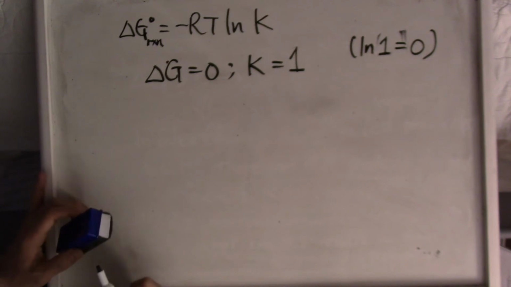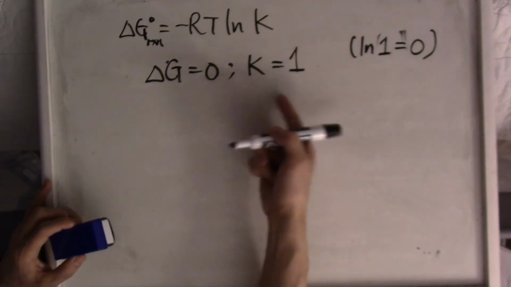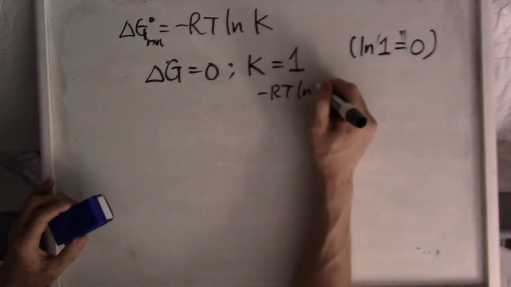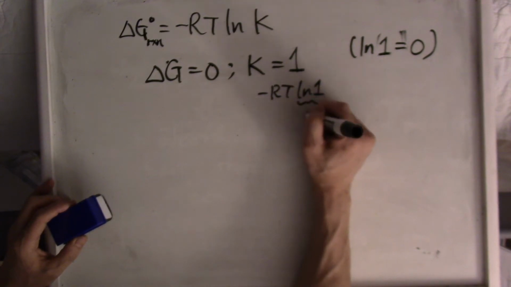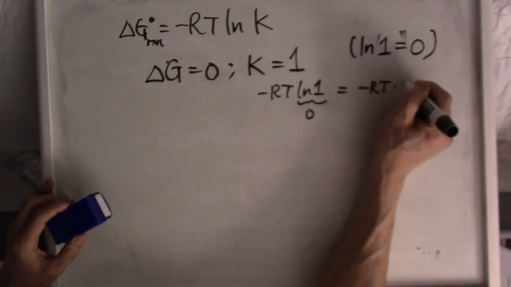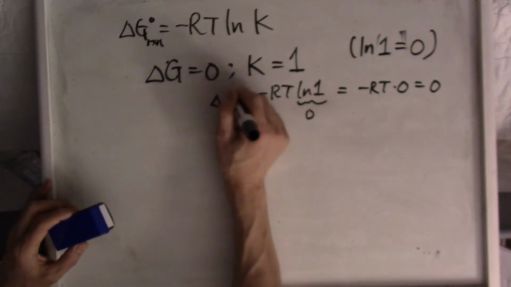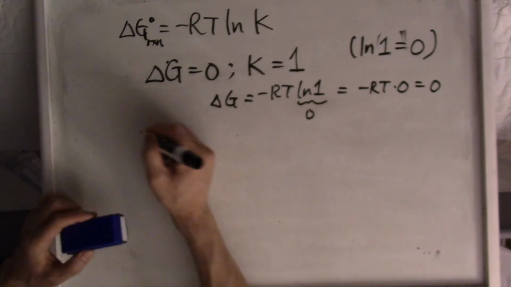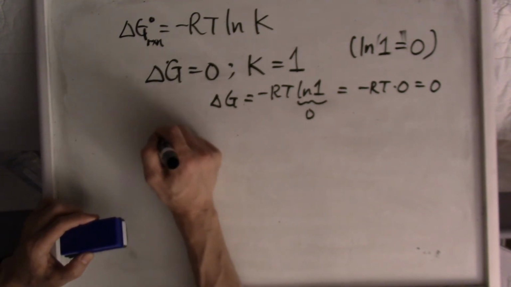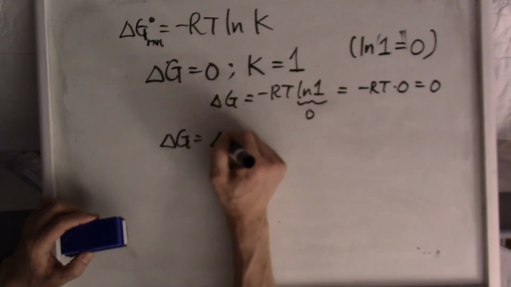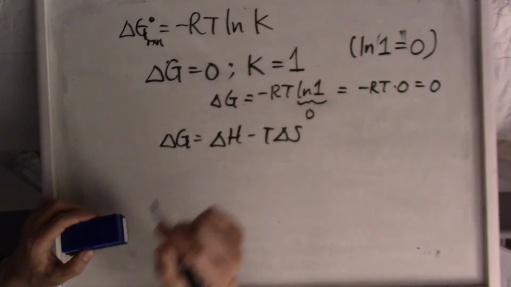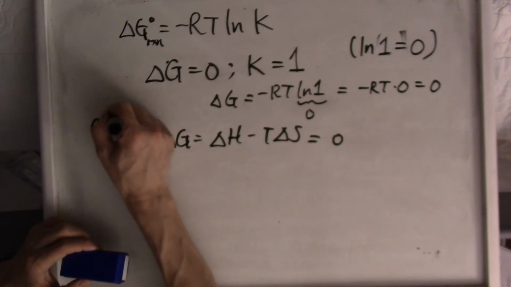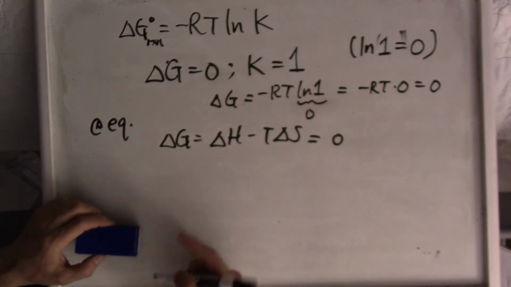So in this case, delta G is going to be 0, because minus RT natural log of 1 means this part right here is 0, so minus RT times 0 is equal to 0. So in this case it's at equilibrium, and that's very interesting because delta G is delta H minus T delta S, which we have been talking about, but at equilibrium it's going to be 0.